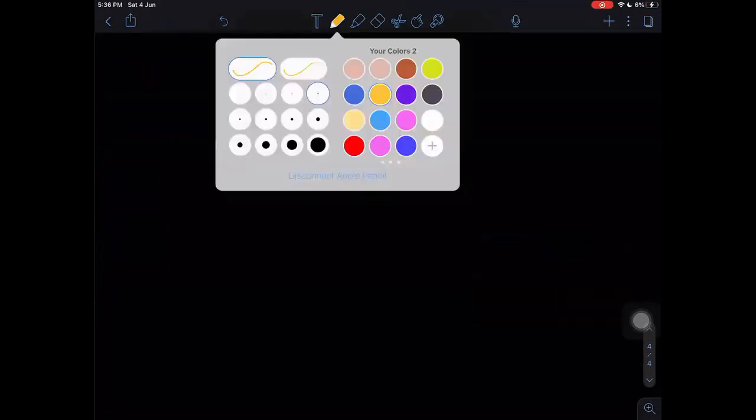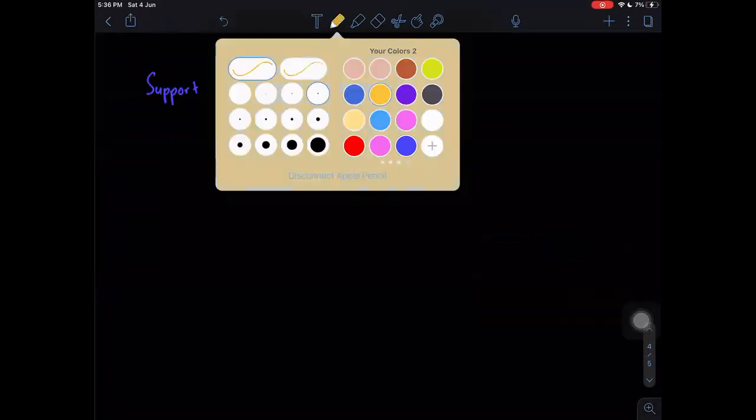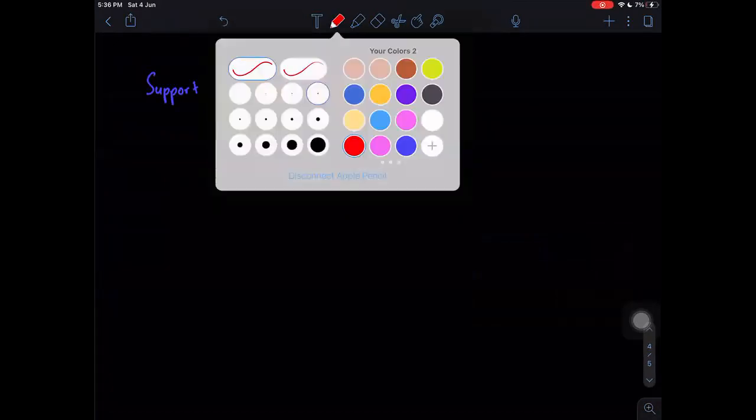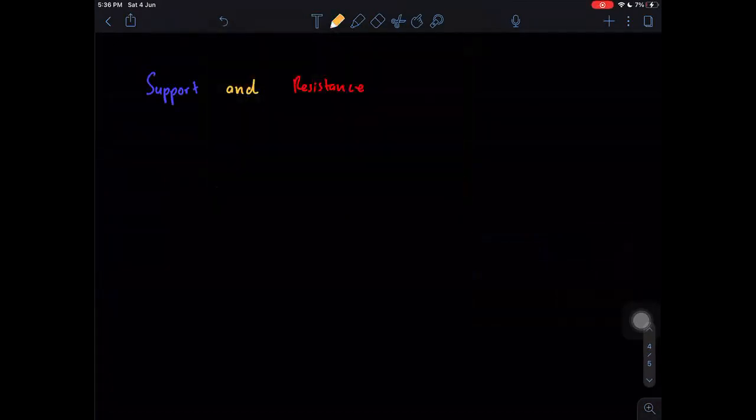I've got to use some colors. Support and resistance. And of course, the name is SNR. All right, SNR. And what are these things?